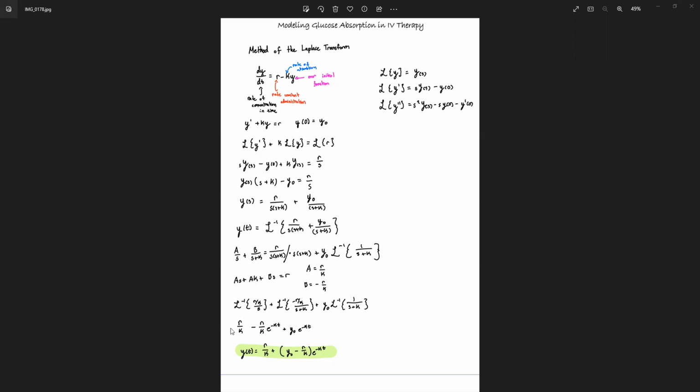We are then left with r over k minus r over k e to the negative kt plus y naught e to the negative kt. And simplifying this equation, y(t), we are left with r over k plus (y naught minus r over k) times e to the negative kt. All I did was factor out e to the negative kt, and move this to this side so I do not have this ugly negative right here and have this y naught in front.